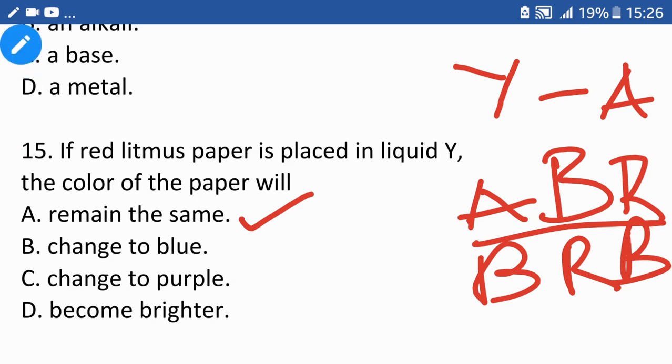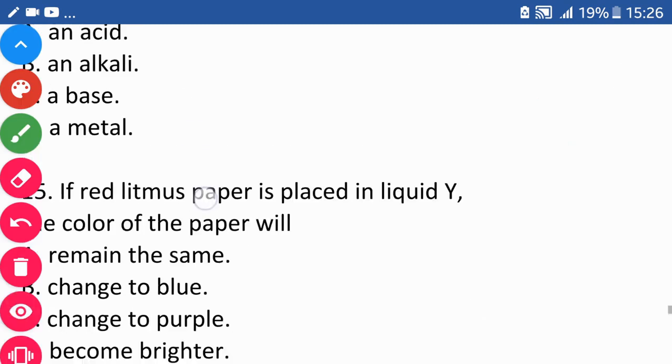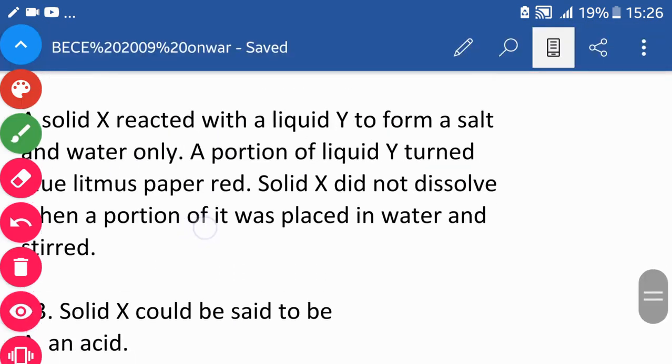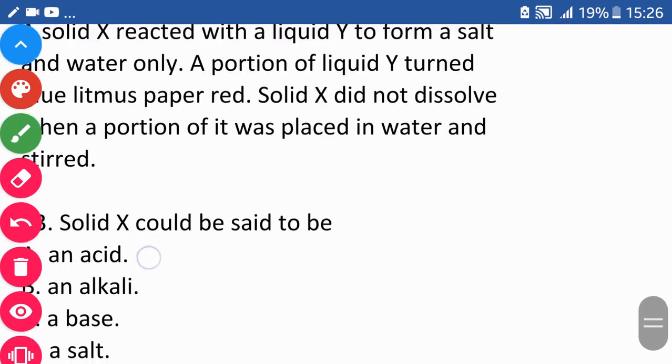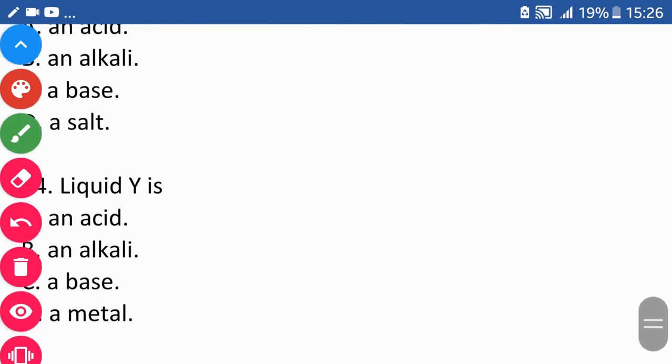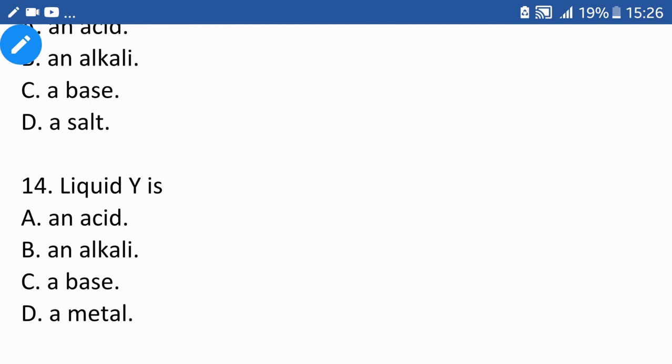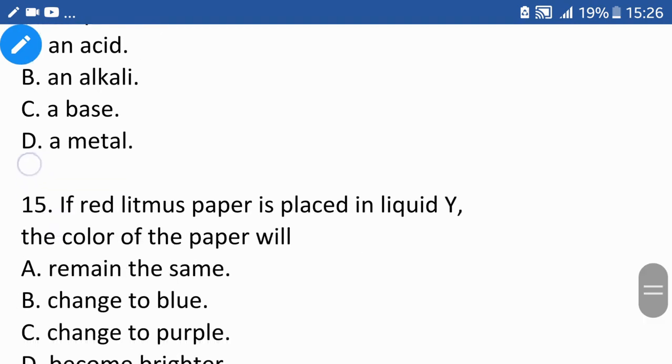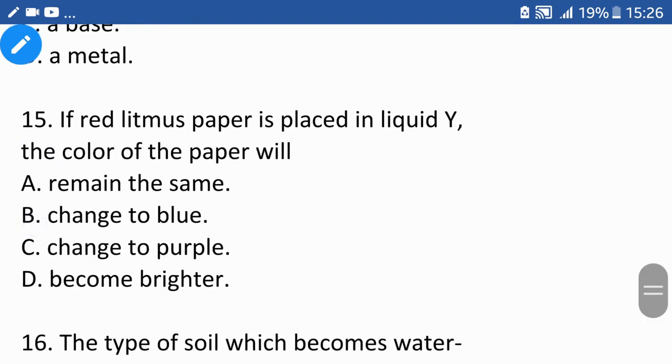So a little recap. The question was that X and Y reacted to form salt and water only. We are being told that Y turned blue litmus paper red, and we conclude that Y is an acid. So we answered 14 to be an acid, 13 to be a base. If you put red litmus paper in an acid, nothing will happen. So 15 is A, it remains the same.